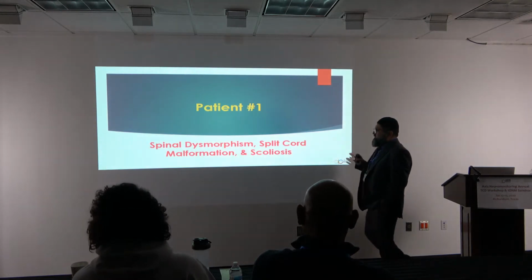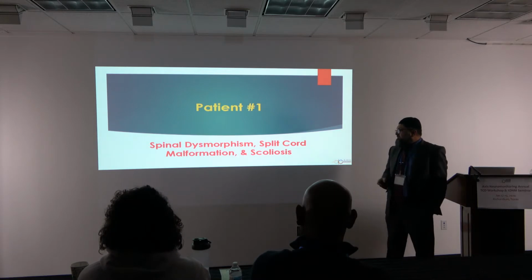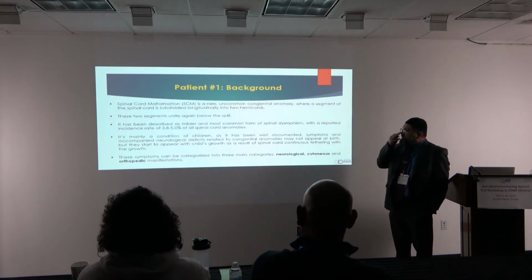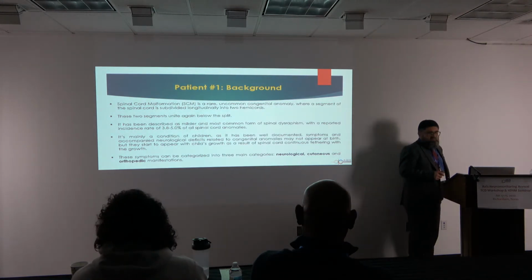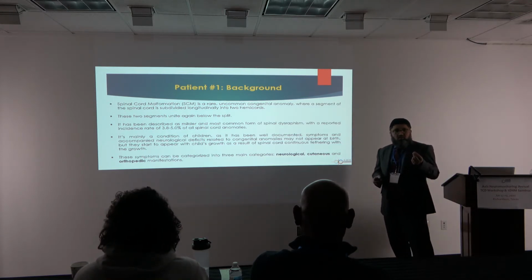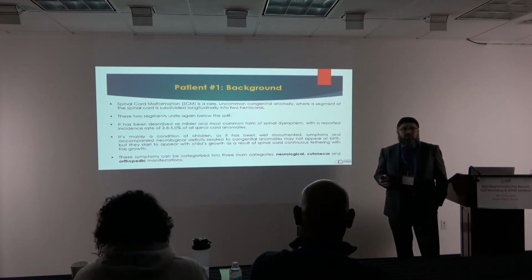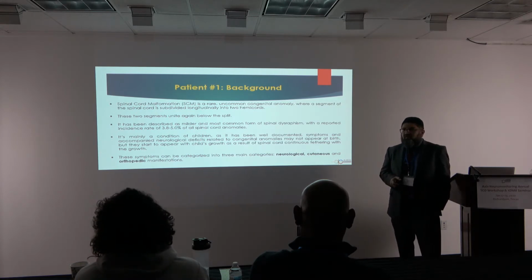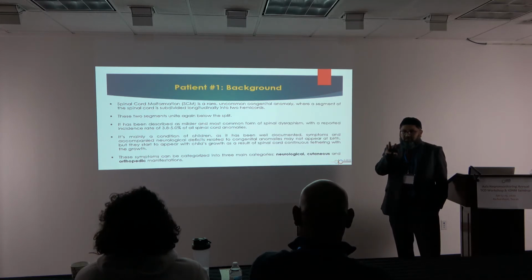So patient number one. This patient, we did monitoring. We published this paper. We had a patient with spinal dysmorphism, split cord malformation and scoliosis. Split cord malformation, I don't know if you know about that. Split cord is a splitting of the cord. Most of the time there is a bone spur in the spinal cord which splits the cord, and it may be associated with tethered cord syndrome. This patient had tethered cord, split cord, and scoliosis at the same time. Those two segments split and then unite again.